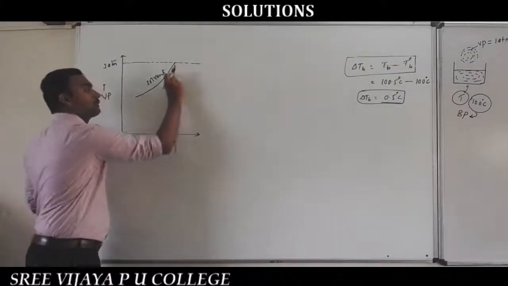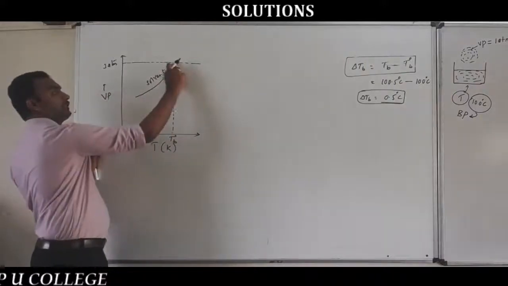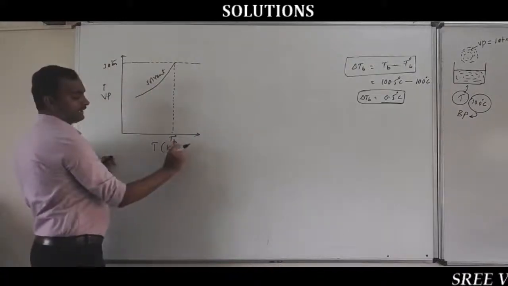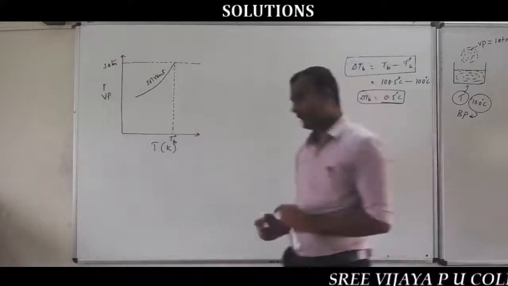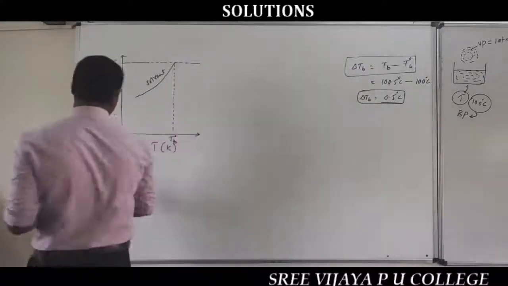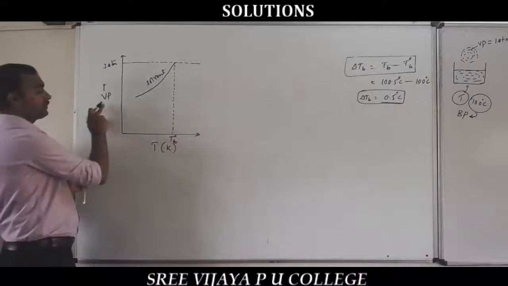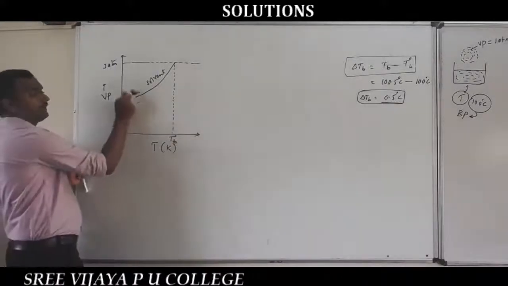At this temperature, the vapor pressure of the solvent becomes equal to 1 atmospheric pressure. That is taken as the boiling point of the pure solvent. At the same time, I am going to draw the graph of vapor pressure versus temperature for the solution. What happens to the vapor pressure of the solution when you add the non-volatile solute? It decreases. So this graph must not be drawn above the solvent graph.